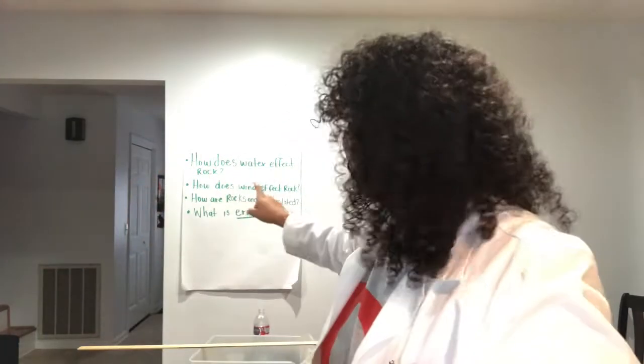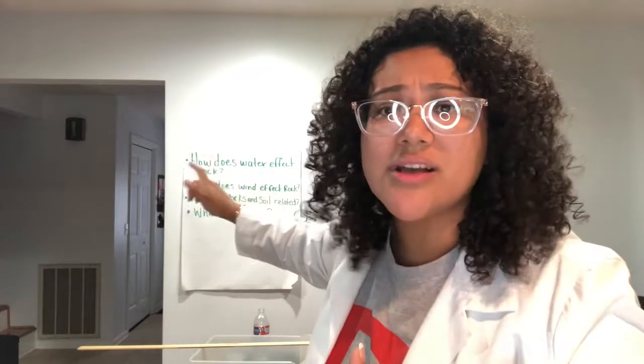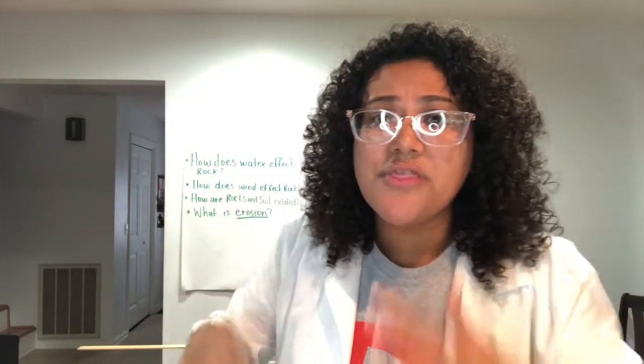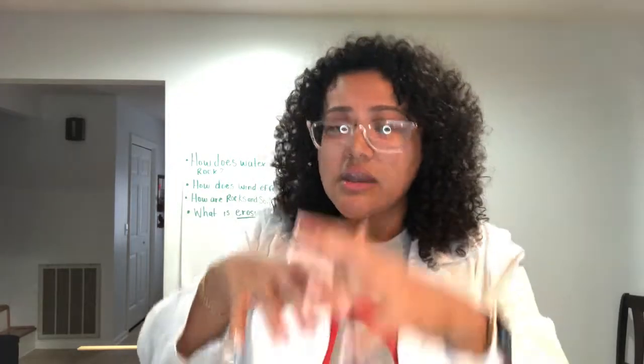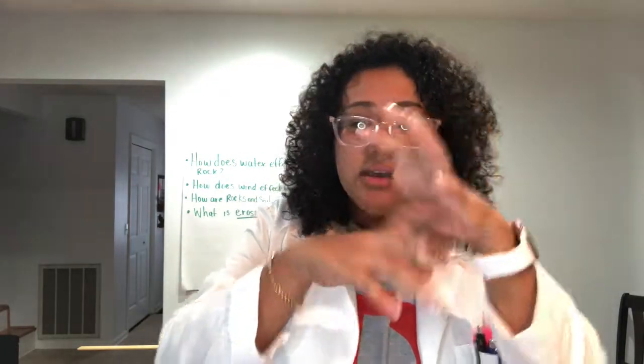So we've talked about how rocks can become soil. Hand in hand, we have answered how are rocks and soil related? They're related because soil comes from rocks, and weathered rock is carried away or moved because of water or wind.